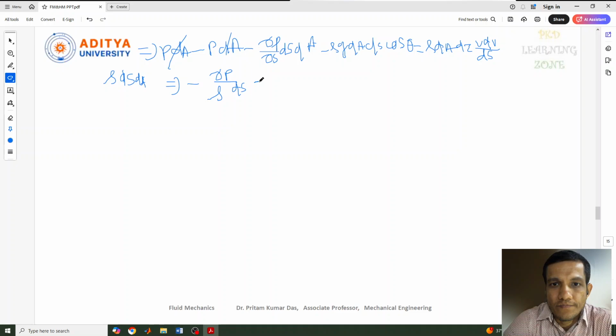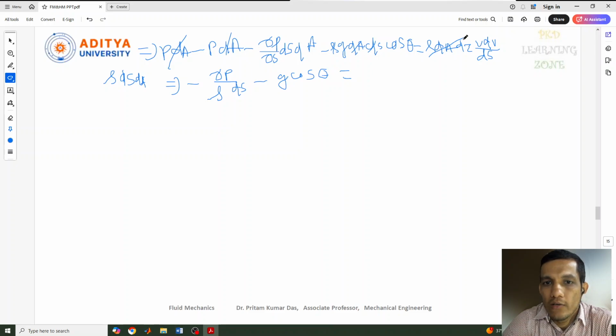And next here, again we'll get the value of g cos theta, minus, rho ds dA cancelled. So we get minus g cos theta equal to, again this part is going to cancel, so there will be only v dv by ds, del v by del s or dv by ds.